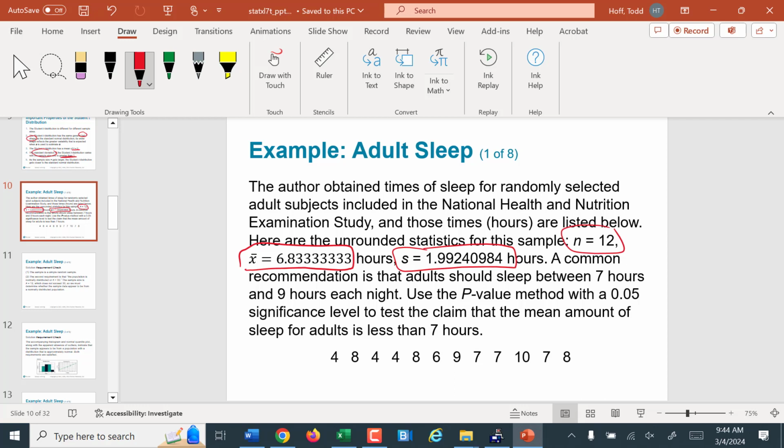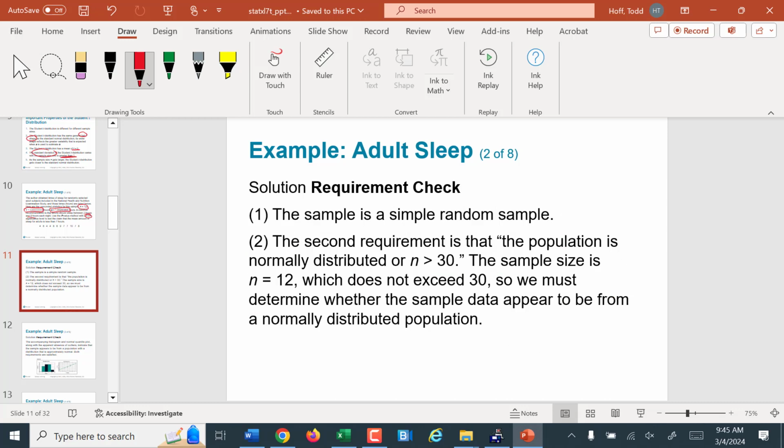So a common recommendation is that people get at least 7 to 9 hours of sleep a night. We're going to do the p-value method with alpha of 0.05 level of significance to see what we come up with here. So the sample is a simple random sample. That was given in the problem. Second requirement, the sample is not bigger than 30.